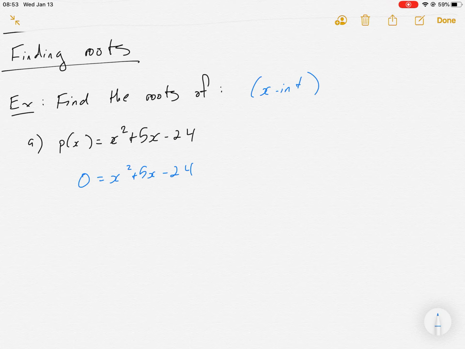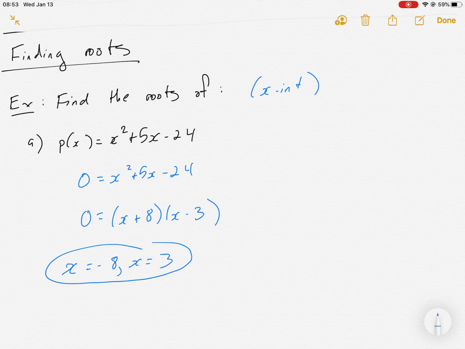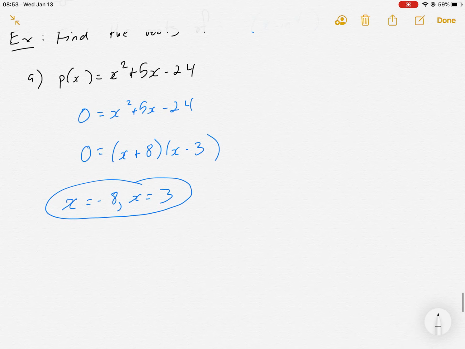To factor, we need to add 8 and subtract 3 in order to get 24. So it's going to be x plus 8, x minus 3. So 8 times -3 is -24, and then 8 minus 3 is 5. So my roots in this case are -8 and 3, and that would be the answer. So just another example of factoring for you before we go into the next problem.